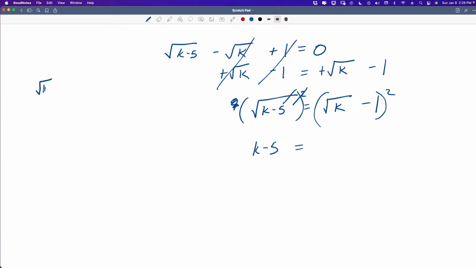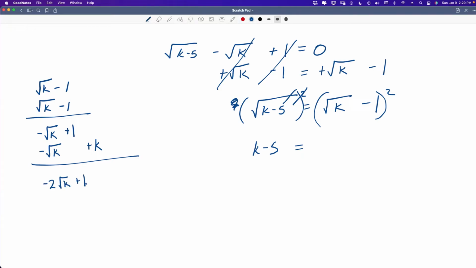So the square root of k minus 1 times the square root of k minus 1. Negative 1 is positive 1. This is negative k. This is negative k. And this is a k. So plus k. So now we have negative 2k plus 1 plus k on this side.